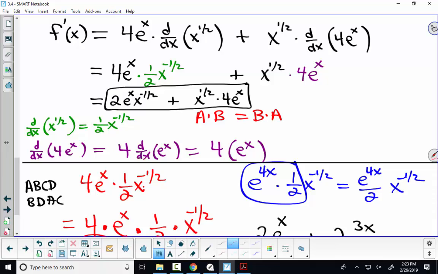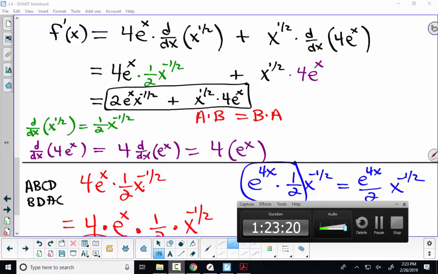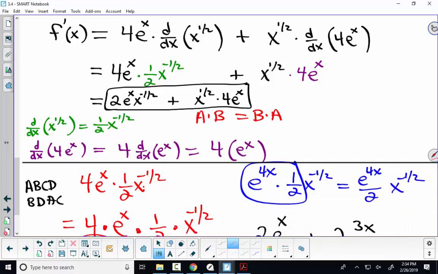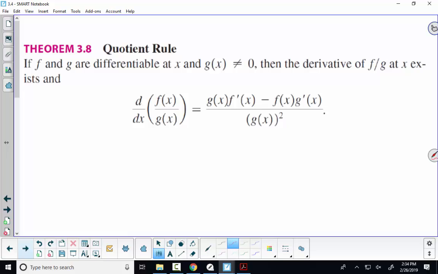Okay, we'll take a break and then look at the quotient rule. So the quotient rule, we've got a similar thing with the product rule. We couldn't just distribute the derivative across a product. We can't distribute the derivative across a quotient. So for the quotient f divided by g, the derivative is g times f prime minus f times g prime, all over g squared.